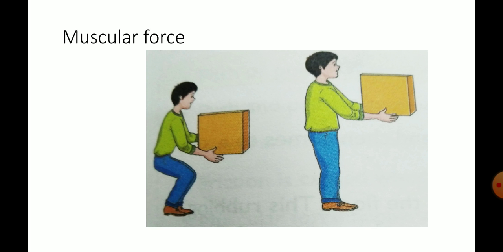The first one, muscular force. To push or pull anything, we use our body parts. So, any force that we apply using our body is called muscular force. Muscular force happens when we push or pull something using our muscles. We use muscular force to open a door, kick a football, lift a bag, or pedal a bicycle. All these are examples of muscular force.